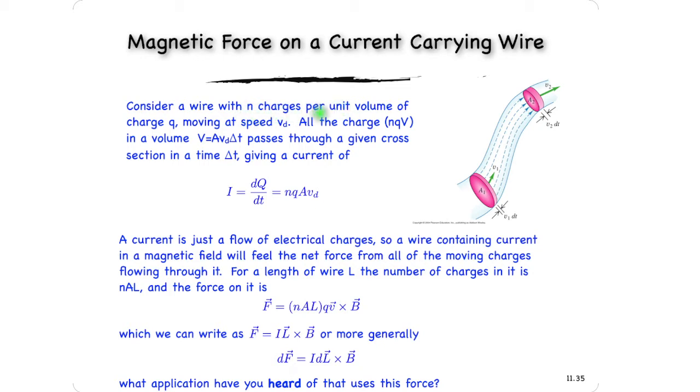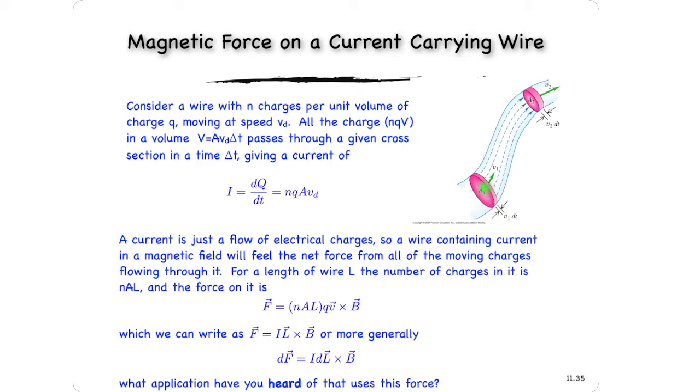so this is the density of charges in our wire, and each charge has a charge q. If these are electrons, that charge would be minus e. We'll just call it q here. And they're moving at some drift speed v sub d. Then the number of charges that we have is the number density times the volume. Right? That's just the number of charges. And q is the charge on each of them. So nqv is the total charge in a given volume.